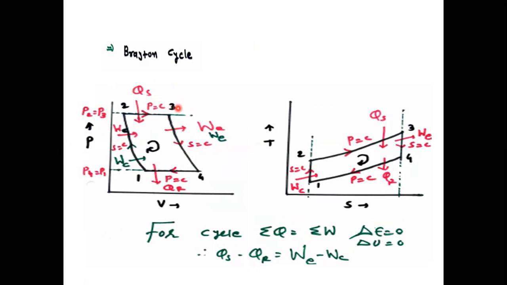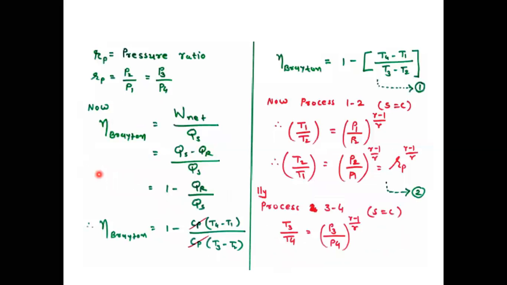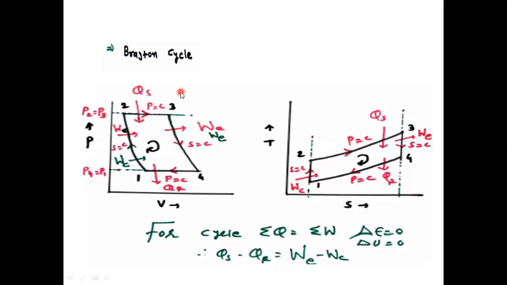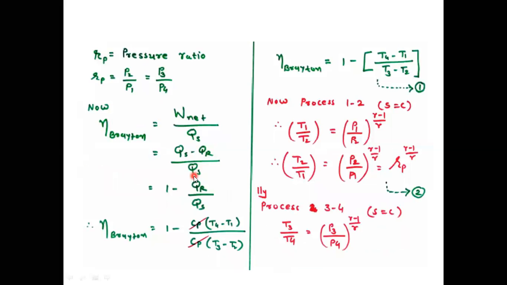Why? Because P3 is equal to P2. 2 to 3 is pressure constant, that is why P2 is equal to P3. And 4 to 1 is again pressure constant, that is why P4 is equal to P1. So Rp is equal to P2 divided by P1 or P3 divided by P4. You can see on the PV diagram P2 is equal to P3 and P4 is equal to P1. So P2 by P1 is equal to P3 by P4, that is the pressure ratio.